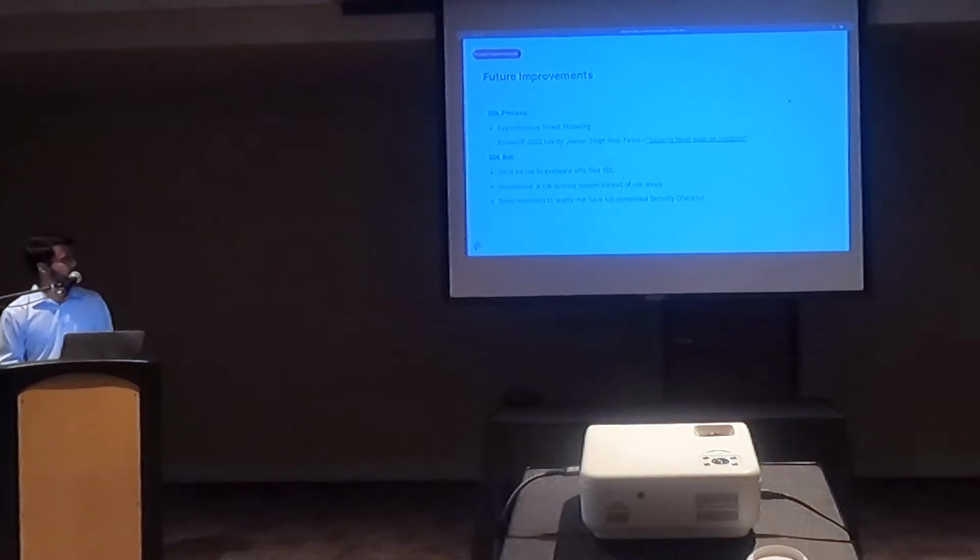And then the last set of modifications that we want to make is in the SDL bot itself. We want to send out a survey to our developers who participated in the SDL process so that we can take that feedback and improve upon it. The second one is that we want to switch from risk levels, which are high, medium, low, to a risk scoring system, which would give us granular visibility into what exactly the risk is. So we might come up with a risk scoring system on a scale of, let's say, 0 to 100 or 0 to 1000.